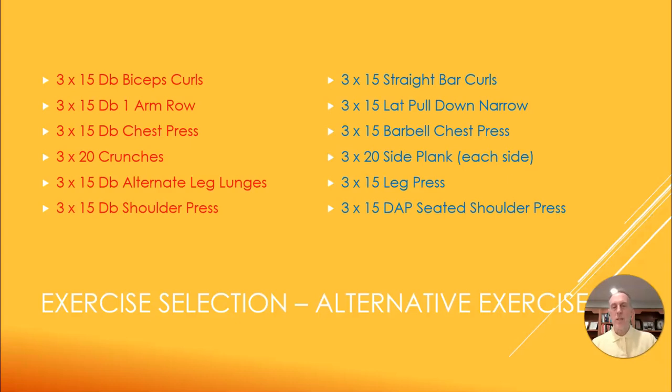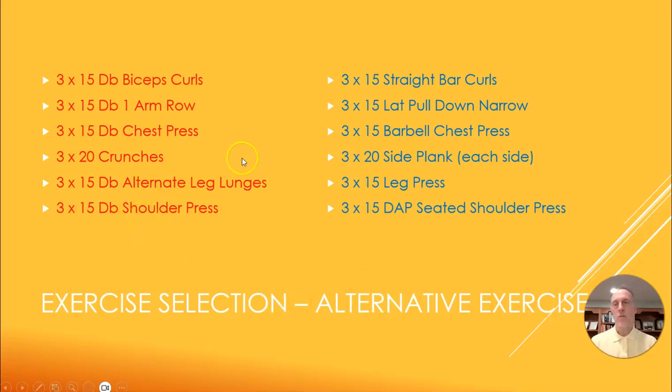So with exercise selection, we still keep the same exercises we saw before, right? We look at the rep schemes that we had before. We're not going to change the rep schemes. So we have bicep curls, dumbbell one arm row, chest press, crunches, leg lunges, and shoulder press. That's what we saw on the last slide.